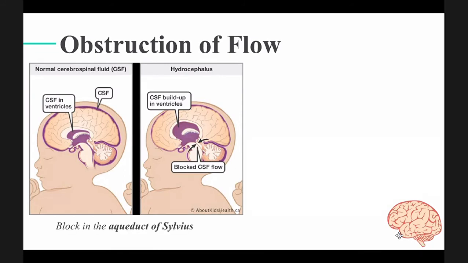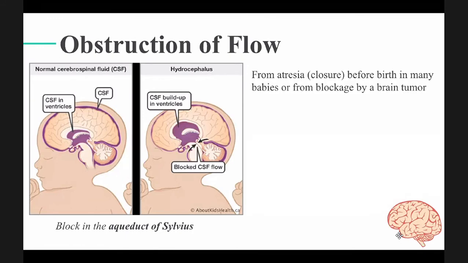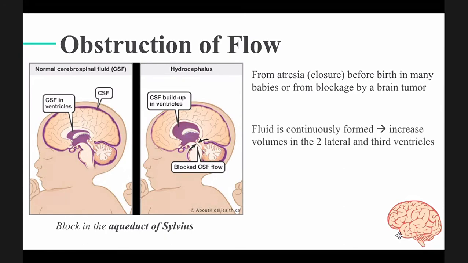So in children, the most common cause is blockage in the aqueduct of Sylvius. It can be from a blockage by a brain tumor, or they can be born with atresia of the aqueduct of Sylvius. So that's the most common obstruction in children, blockage in the aqueduct of Sylvius. Either they have congenital atresia of the aqueduct of Sylvius or because of a brain tumor. Okay.